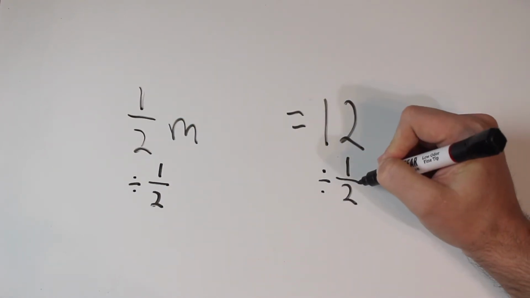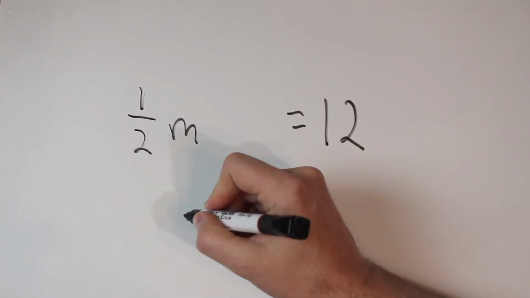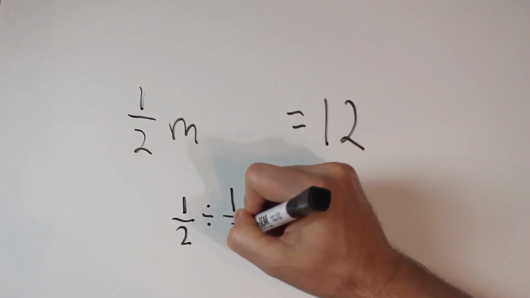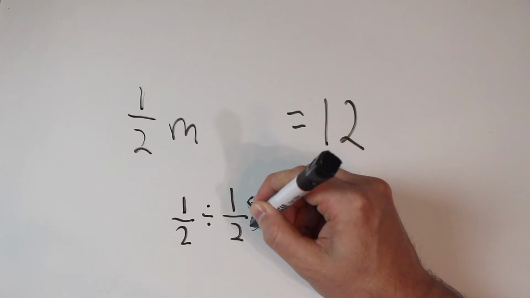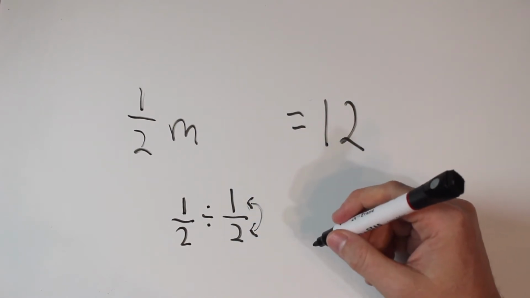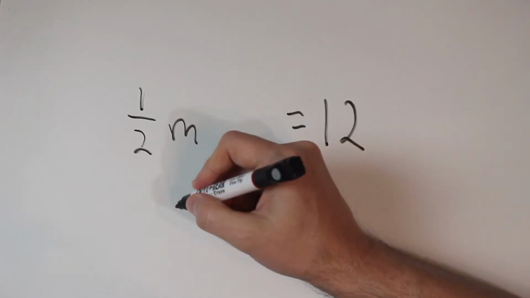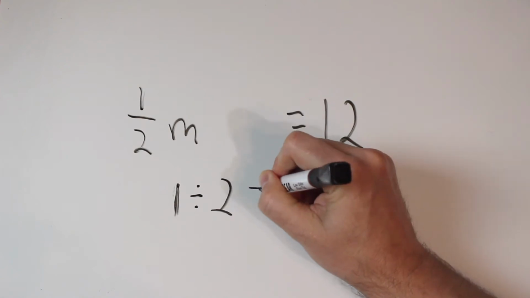But before we go ahead and divide both sides by 1/2, let's remember something about dividing by fractions. If I have a fraction divided by a fraction, I can change the division sign to multiplication if I flip the fraction which follows the division sign upside down. And if you think about it, this makes sense. If I take 1 whole and divide it in 2, I'm left with half.